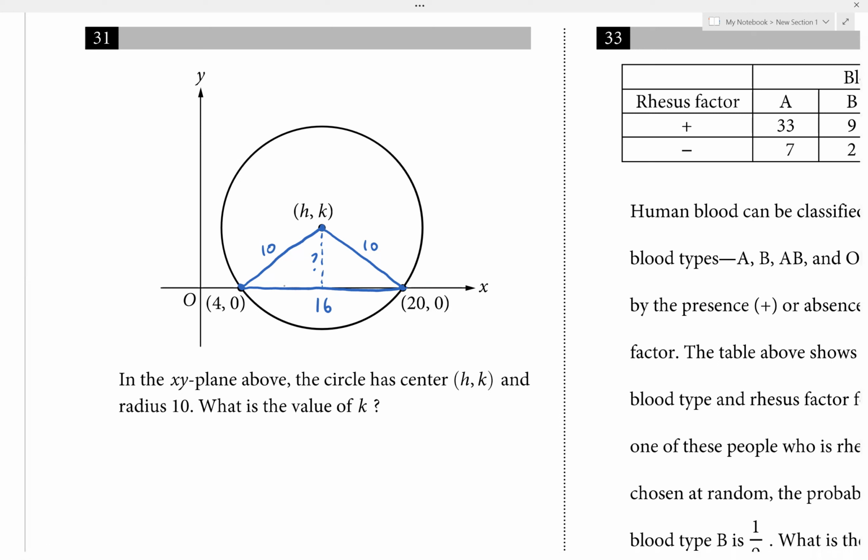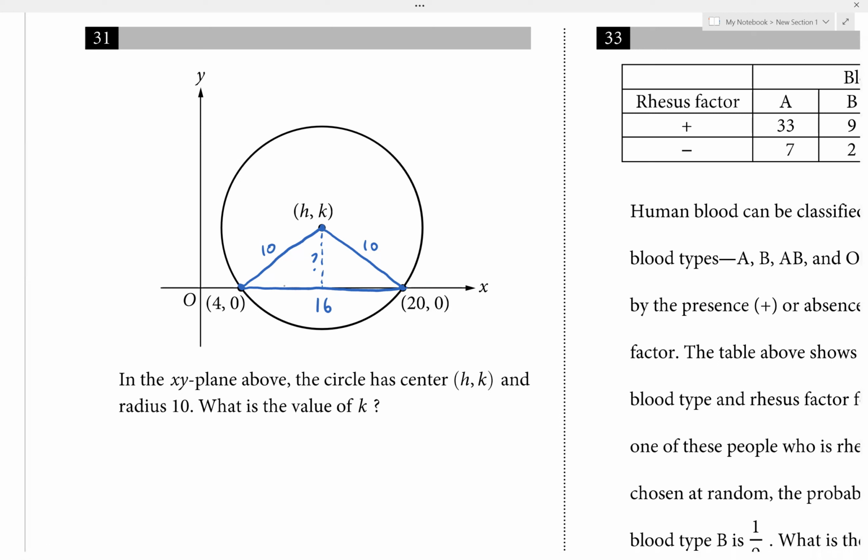We can just look at half of this triangle. If we just take the right half, we actually have a right triangle to work with here. So this whole thing is 16, then half of this should be 8 and 8. So on this side there should be 8. We're solving for the height, and then we know this is 10, so that's the hypotenuse of the right triangle.